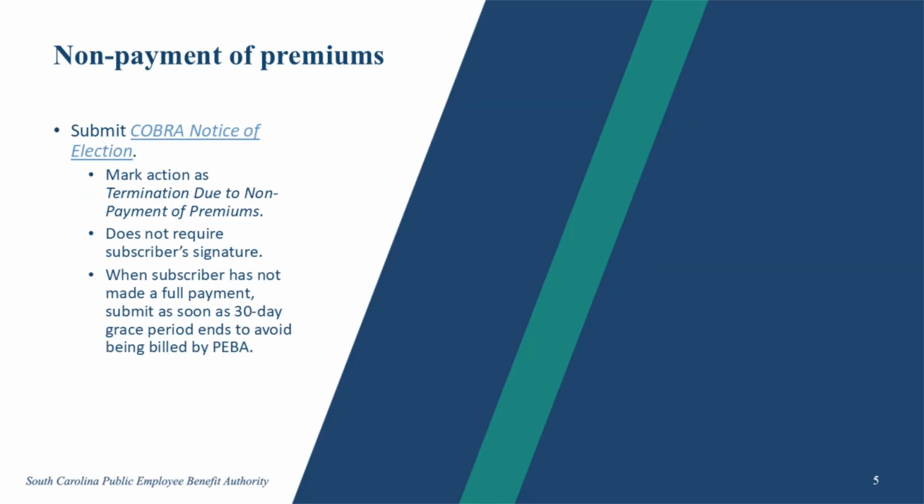Do not use the Notice to Terminate COBRA continuation coverage when a subscriber fails to pay premiums. Instead, submit a COBRA Notice of Election. Submit the NOE as soon as the 60-day grace period has ended to avoid additional bills from PEBA. This form does not require the subscriber's signature. Just be sure to mark termination due to non-payment of premiums on the COBRA notice of election.